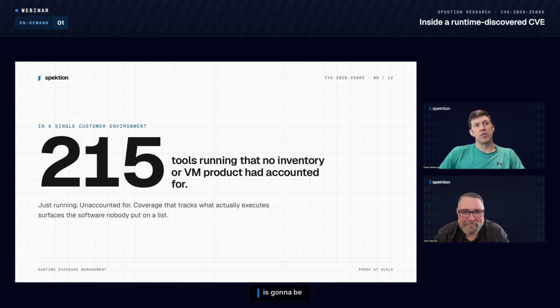So the big goal is going to be prioritization. And the best way to prioritize things would be based on what the vulnerable software is actually doing versus is it installed and no one's using it. Sure.